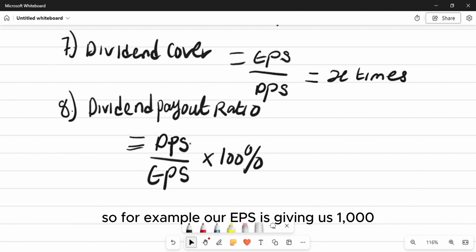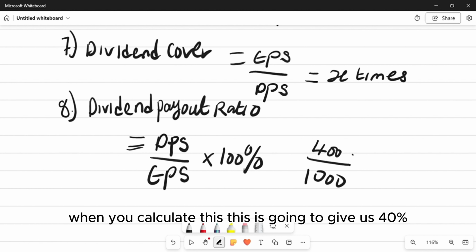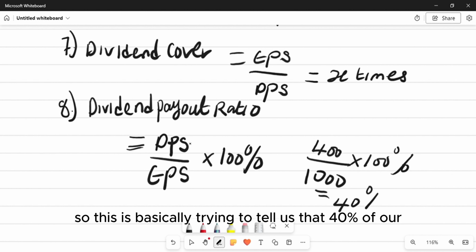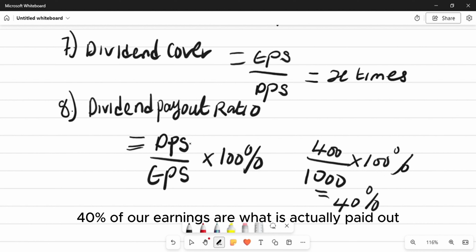So for example, our EPS is given as 1,000 and our DPS is 400. When you calculate this it is going to give us 40%. So this is basically telling us that 40% of our earnings are what is actually paid out as dividend.